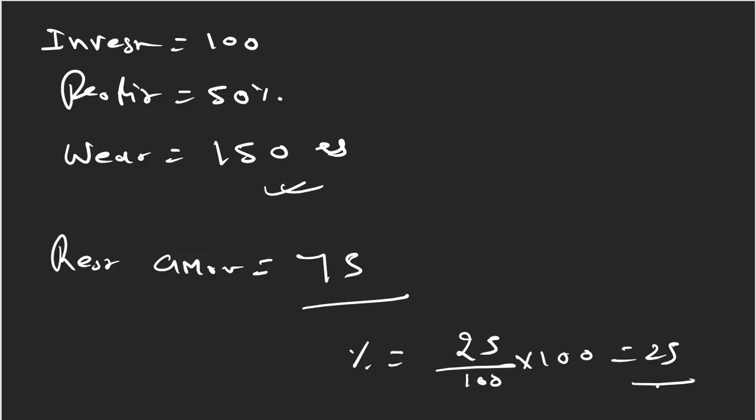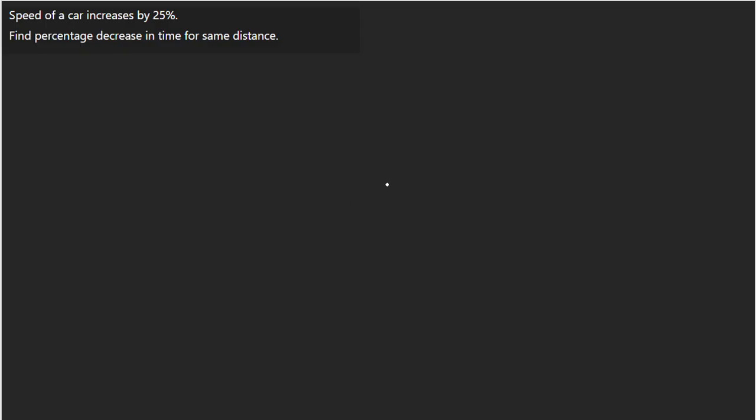Clear? You lost your 25% capital. Like here we have taken a question. Speed of a car increased by 25%. Find percentage decrease in time for the same distance. So they are saying that suppose initially speed was v. Now speed increased by 25%.